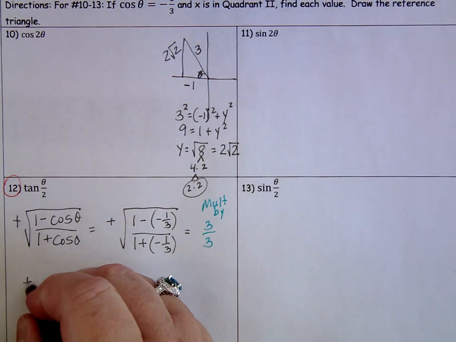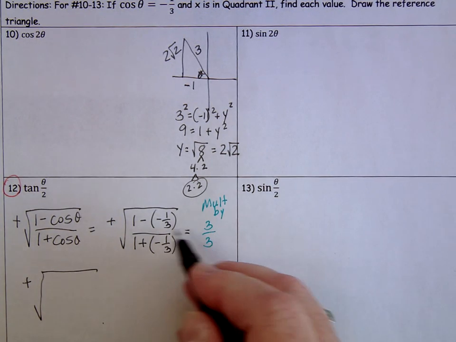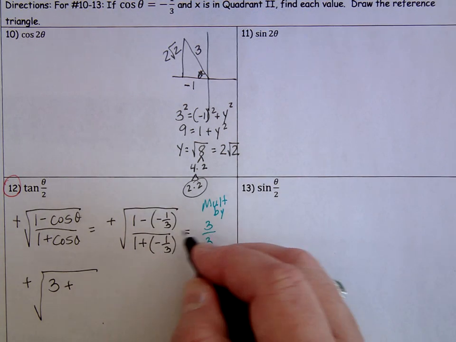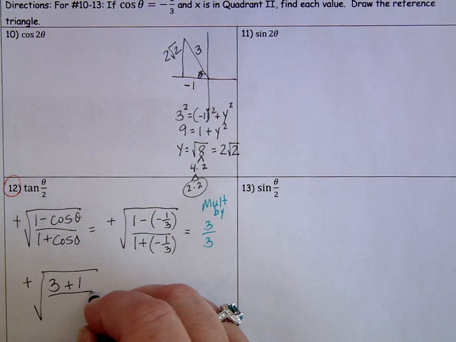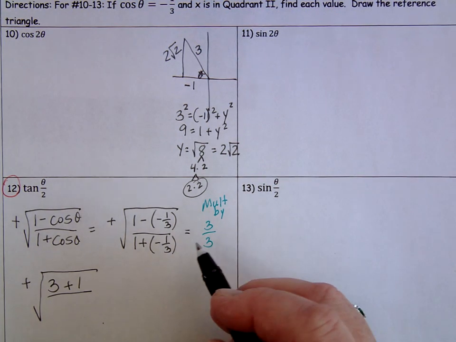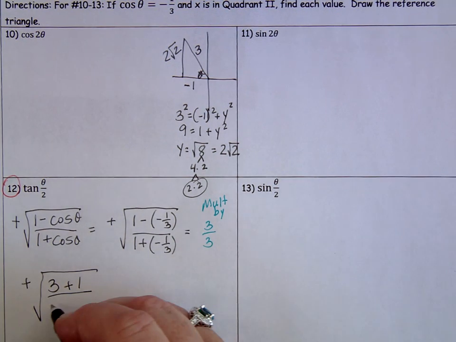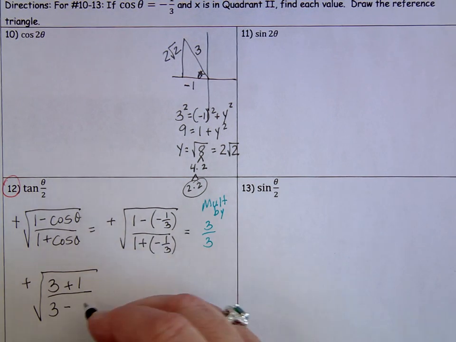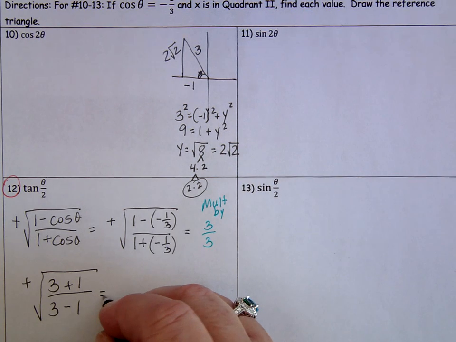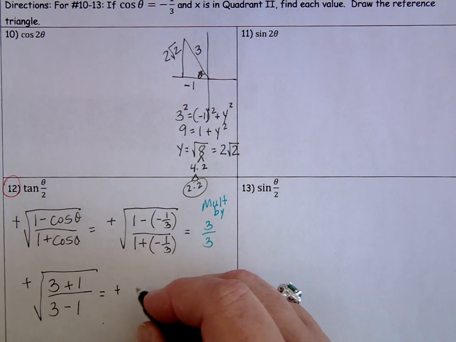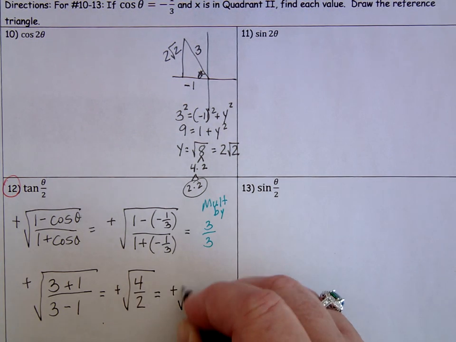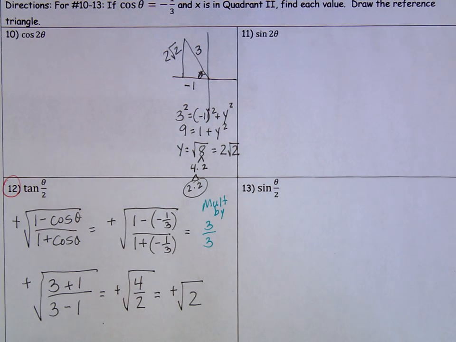I have a positive square root. 3 times 1 is 3. Negative negative is positive. 1 over 3 times 3. The 3's cancel, and I've got a 1. In the bottom, I have same thing, multiply by 3. 3 times 1 is 3. A positive negative makes this negative. The 3's cancel when I multiply, and so I get this. And so I have a positive square root of 4 over 2, and 4 divided by 2 is 2. I have a positive square root of 2. And that's your answer to 12.